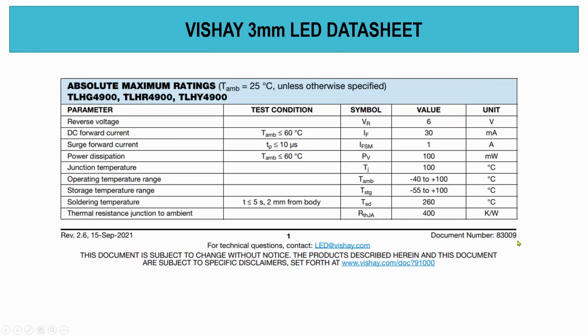This is the absolute maximum rating of the LED. VR stands for reverse voltage, which is 6V. If for any reason you're applying a reverse voltage of more than 6V, you could damage the part. And the IF is the forward current. It is not going any more than 30 mA. Once again, if you apply more than 30 mA, you could damage the component.